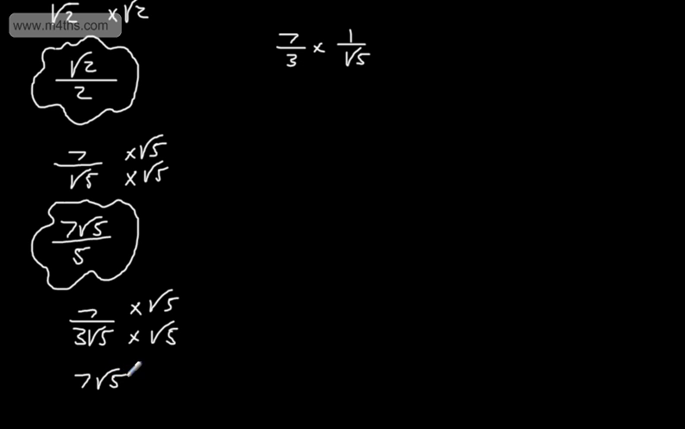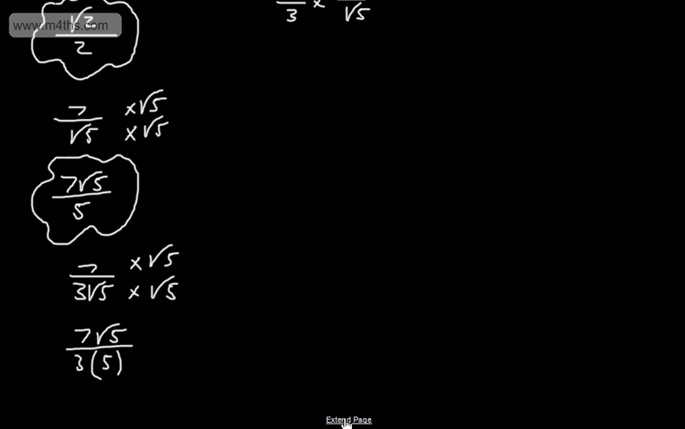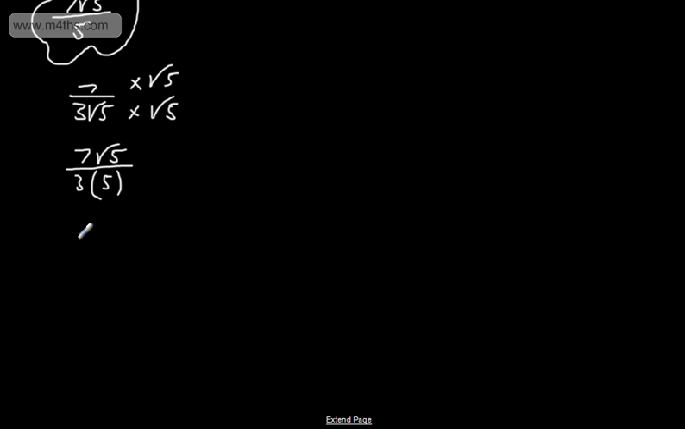So we've got now 7 root 5, and then we've got 3 multiplied by root 5 multiplied by root 5, which is going to give us 3 multiplied by 5. So we just need to tidy this up, and we can say that that will be 7 root 5 over 15. So we have our fraction with a rational denominator.